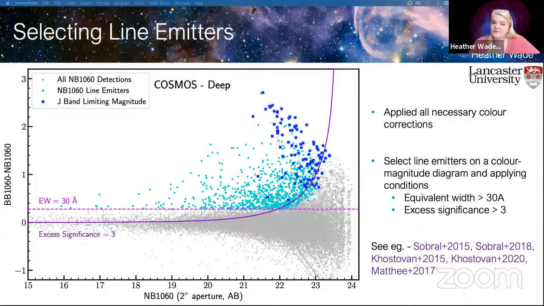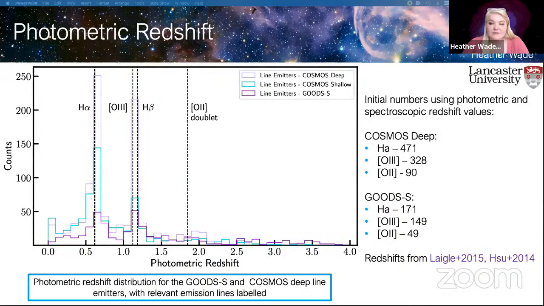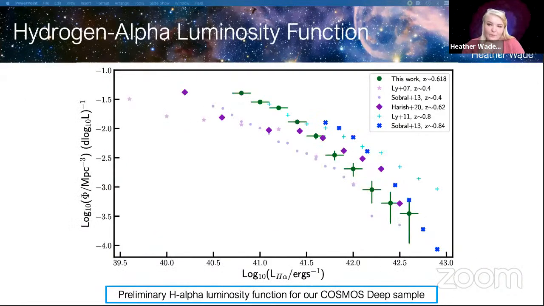So I don't have time to discuss the line emitter selection process, but we follow the methods of many other similar surveys, which includes cross-matching to catalogues of known photometric redshift values. Due to the nature of the surveys, our sample is dominated by lower redshift sources, but we can select these redshift 0.6 H-alpha emitters and calculate a preliminary luminosity function.